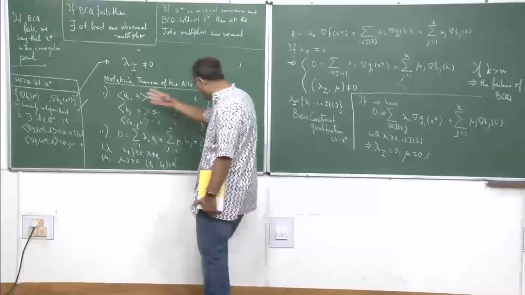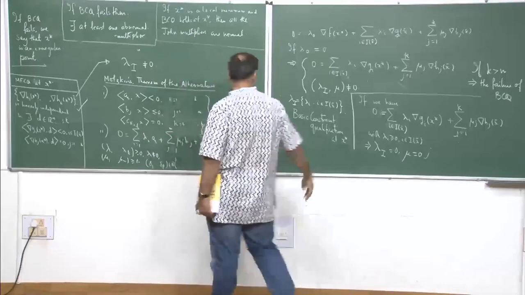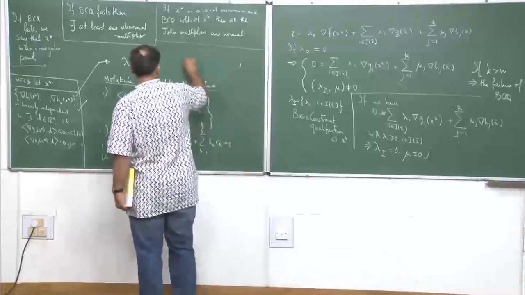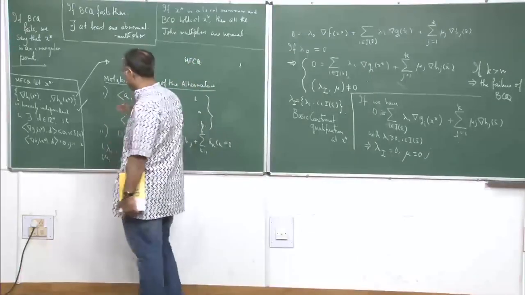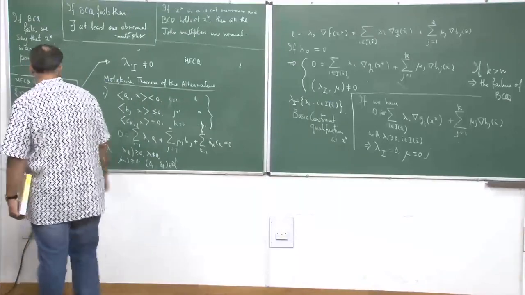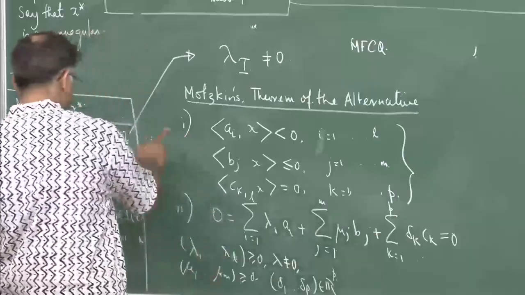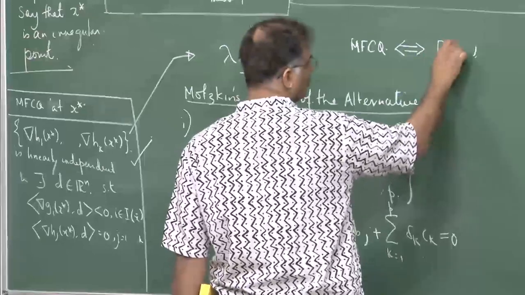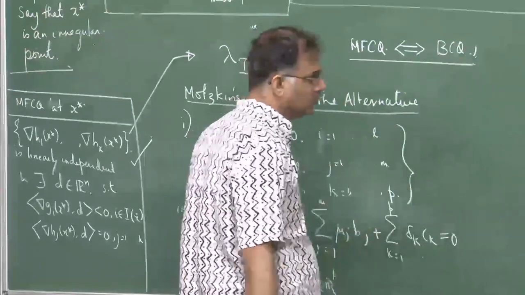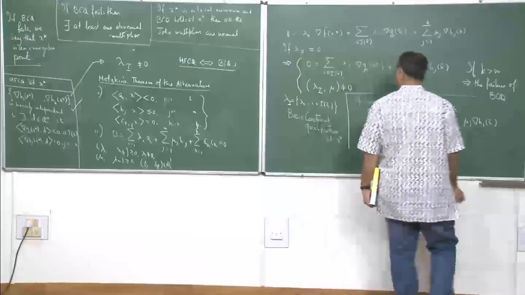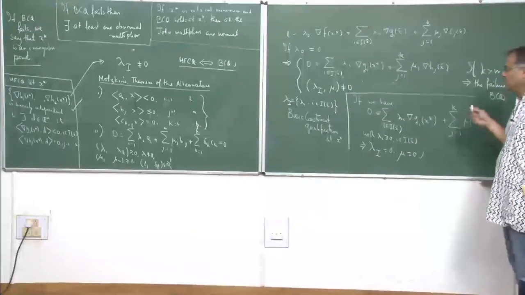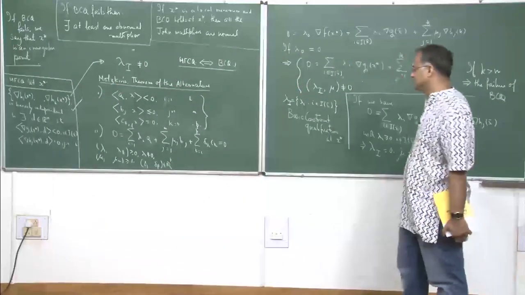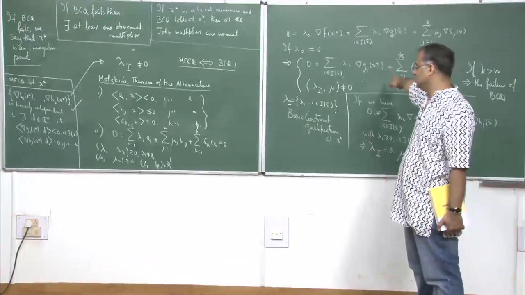Now I know that this type of system does not have a solution, so this system has a solution, which means now going back there would be a D for which this system would have a solution. So what we have shown is that if this is assumed, this is a part of MFCQ, that if MFCQ holds, all these hold, this will be true. This has to be true, this cannot have a solution, right.